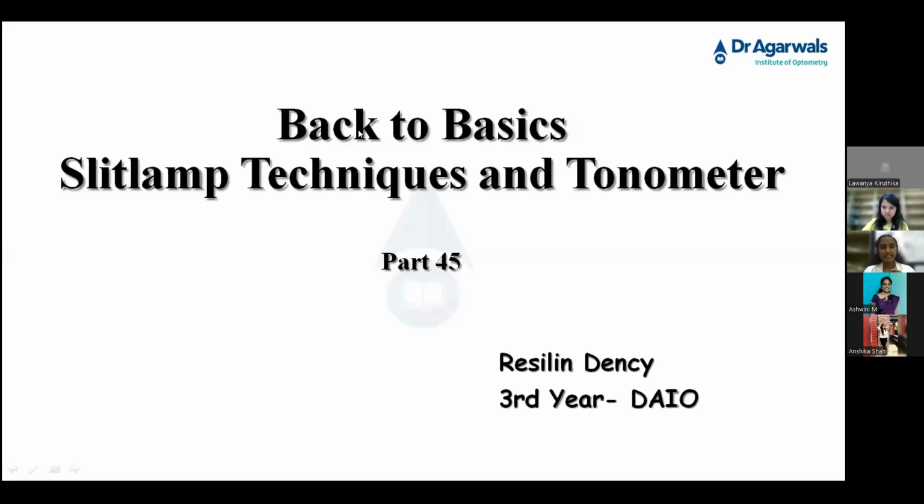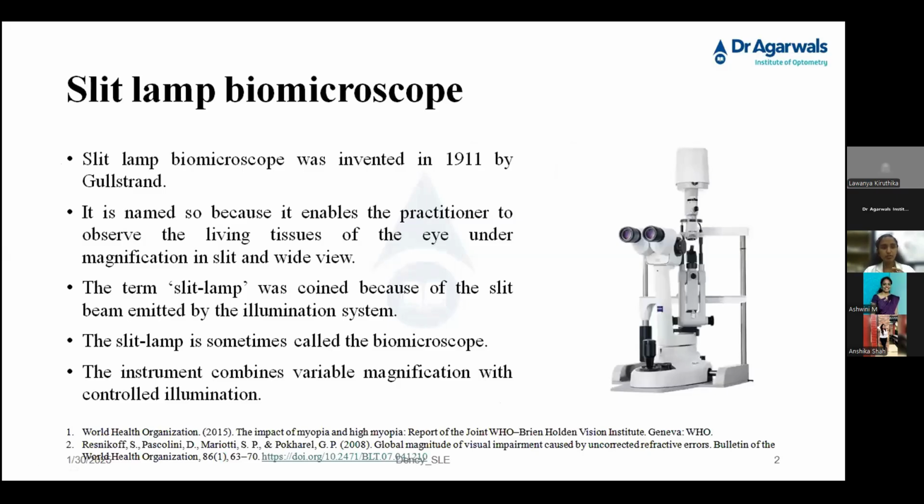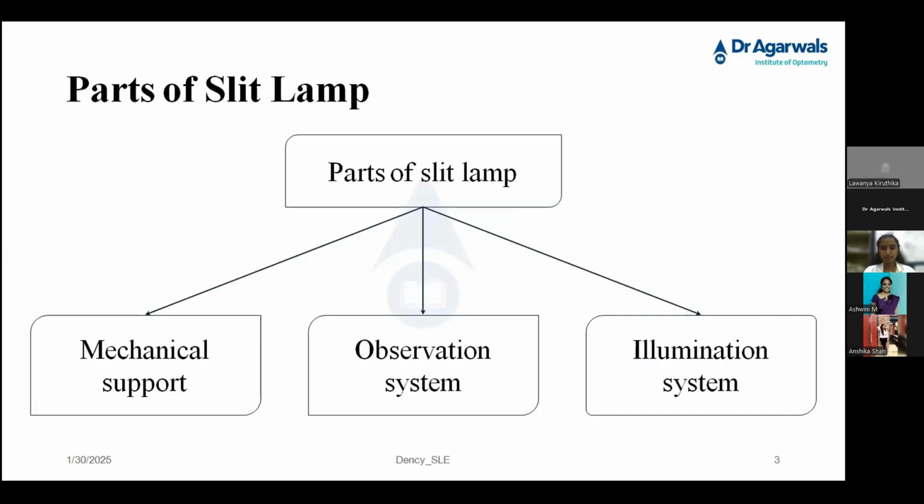Back to basics, slit lamp techniques and tonometer. Slit lamp biomicroscope. Slit lamp biomicroscope was invented in 1911 by Gullstrand. It is named so because it enables the practitioner to observe the living tissue of the eye under magnification in slit and wide view. The term slit lamp was coined because of the slit of light emitted by the illumination system. The slit lamp is sometimes called the biomicroscope. The instrument combines variable magnification with controlled illumination.